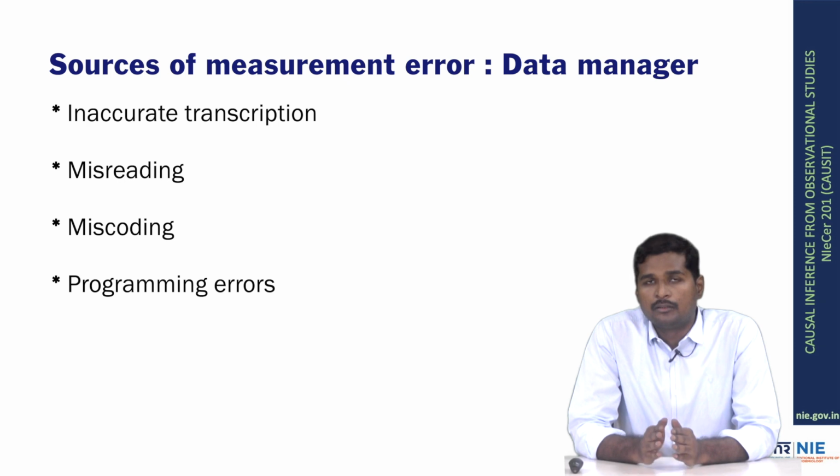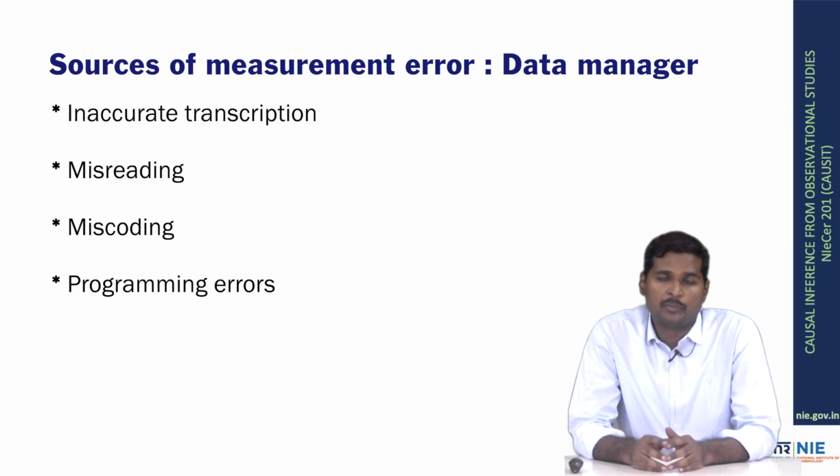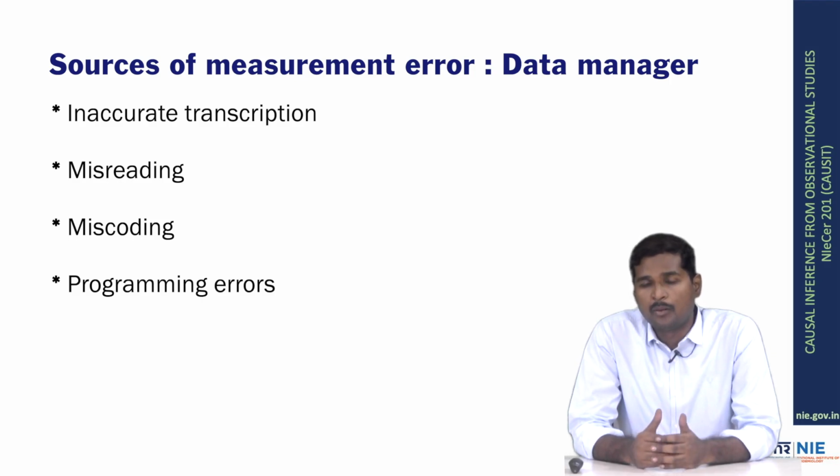When data is transcribed from one source to another, let's say when data entry is happening, the person who is entering the data can enter the data wrongly because of transcription errors. Misreading: certain data points that have come to the data manager might be misread as something else and entered as wrong information. Miscoding: this happens when you are entering codes rather than the actual answer that has been given.